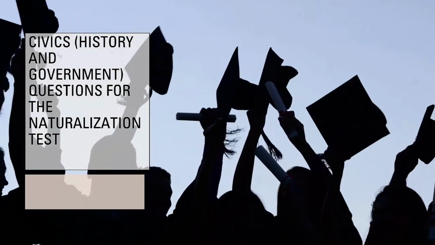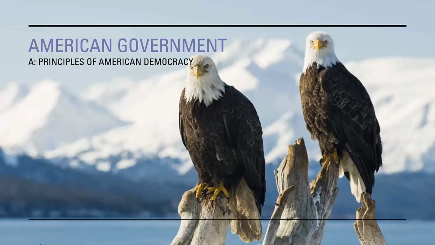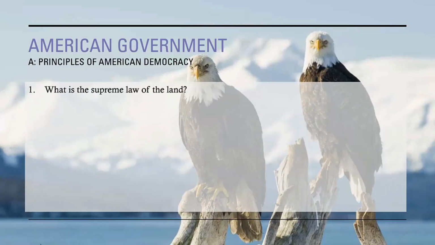Civics, History and Government Questions for the Naturalization Test. American Government, Section A. Principles of American Democracy. Question 1. What is the supreme law of the land?